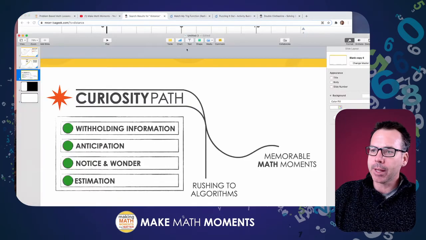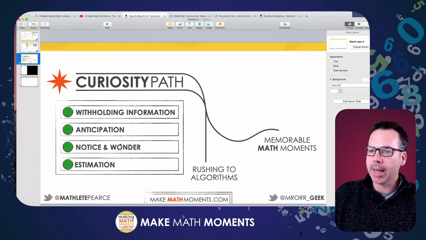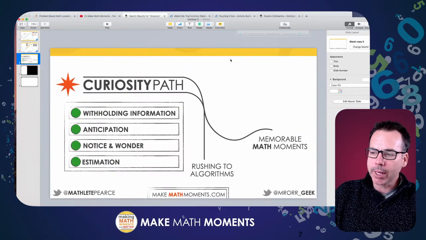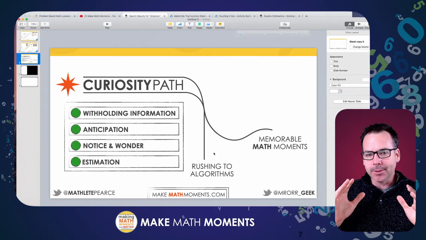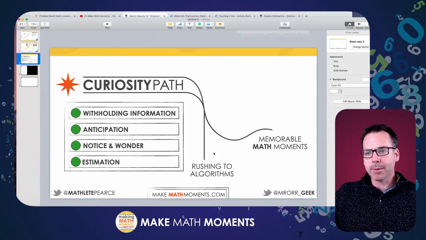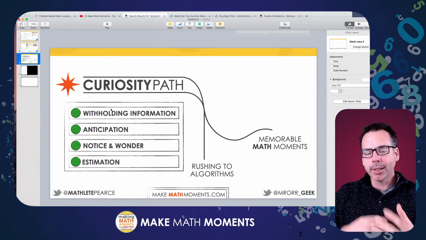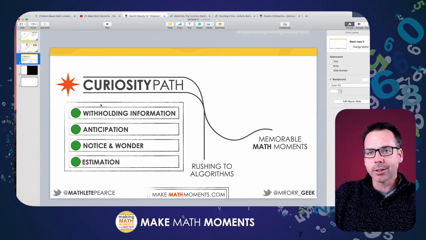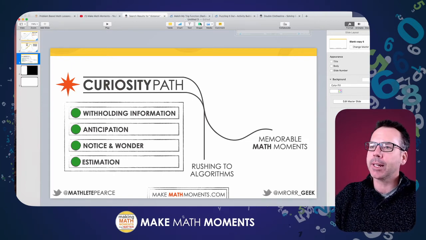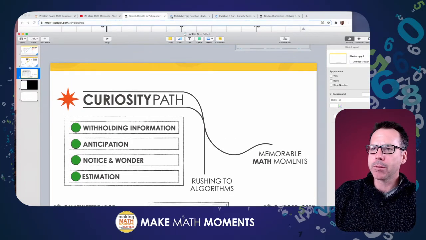So if I show you that curiosity path one more time, we can really create memorable moments in any of our classes, senior classes, junior classes, any abstract concepts, by following this kind of withholding information, because it creates anticipation for us to want to figure out what's missing, right? There's a missing element. I'm just going to run through a couple other examples.